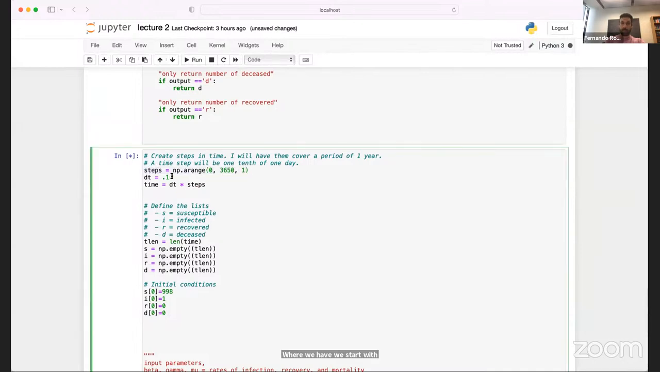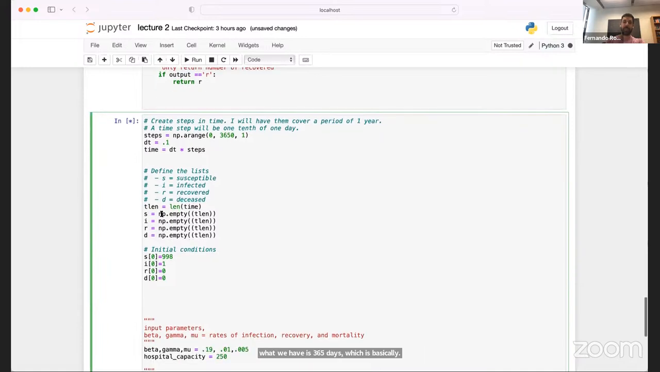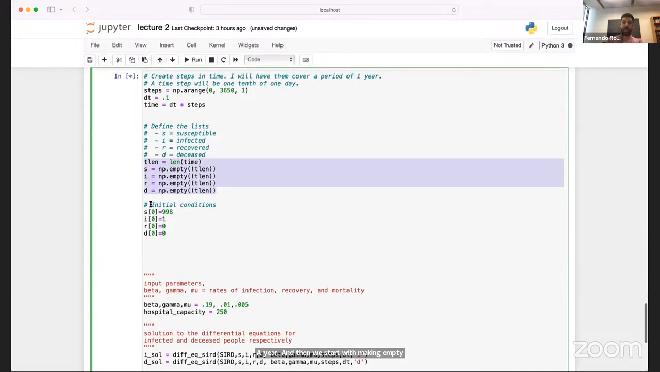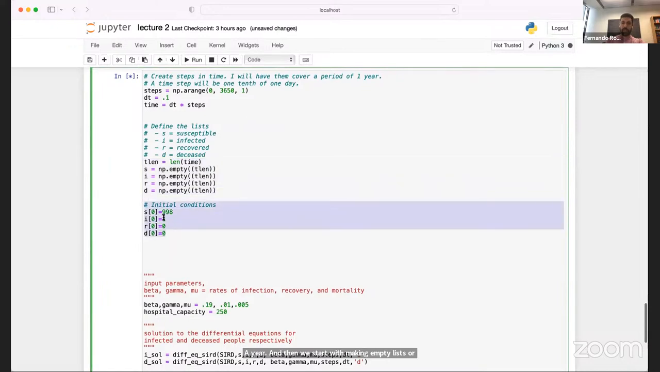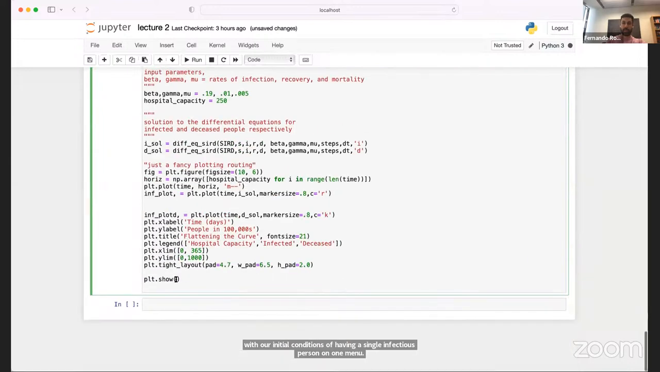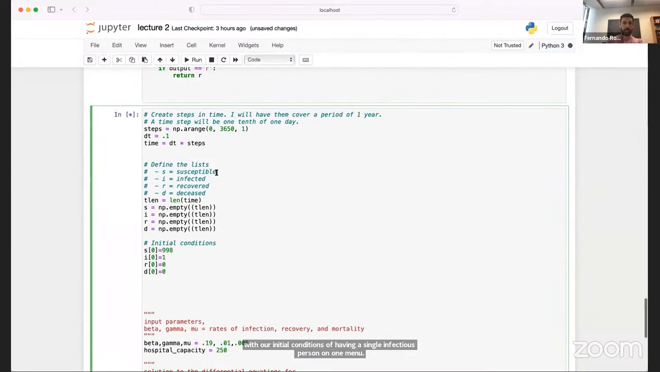choosing a year. So we will take a step size of 0.1, which means that we take a step size of 1/10 of a day. If we have 1/10 of a day and we have 3,650 steps, what we have is 365 days, which is basically a year. And then we start with making empty lists or empty arrays with our initial conditions of having a single infectious person on many which are susceptible, and then we choose some of the parameters here.